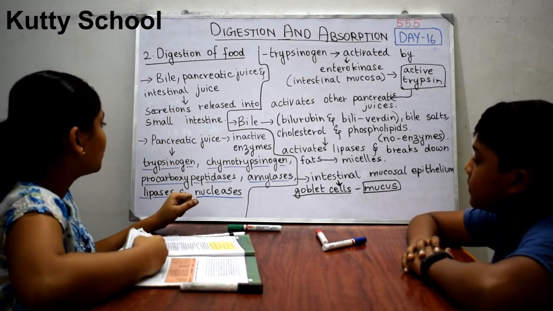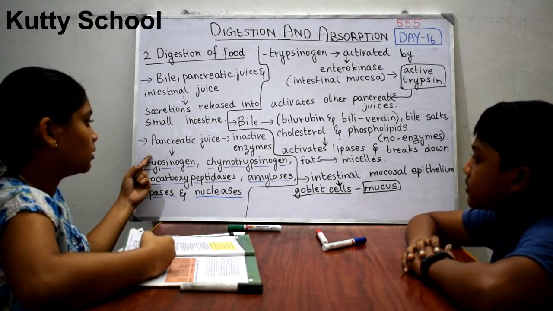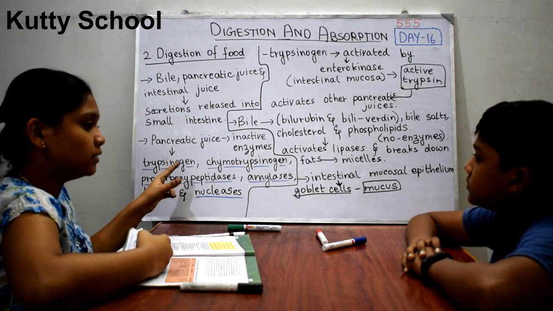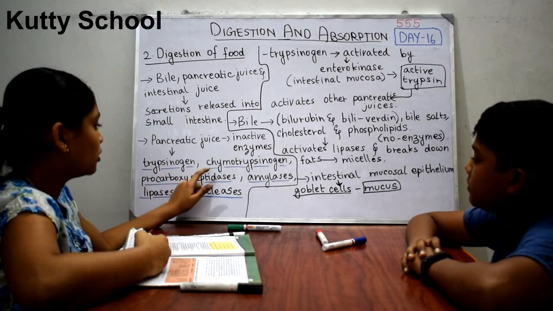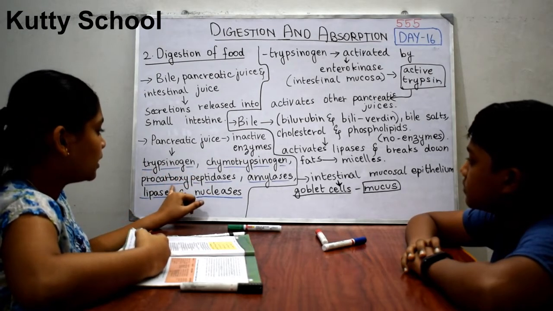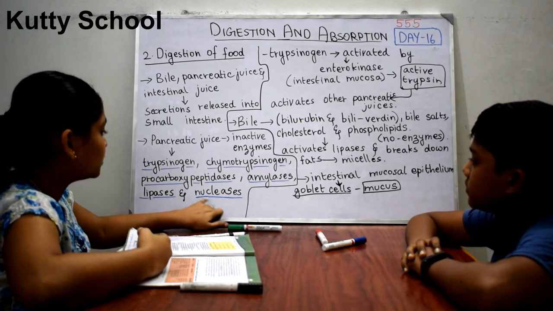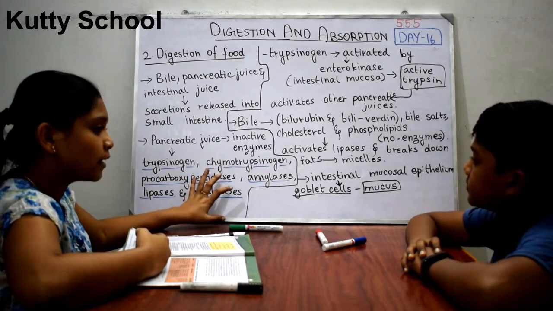Pancreatic juice contains inactive enzymes. These inactive enzymes are trypsinogen, chymotrypsinogen, procarboxypeptidases, amylases, lipases and nucleases. All of these are in an inactive stage.